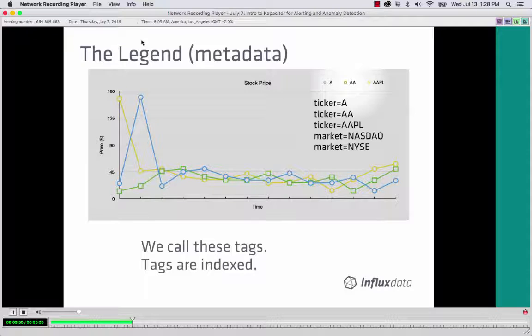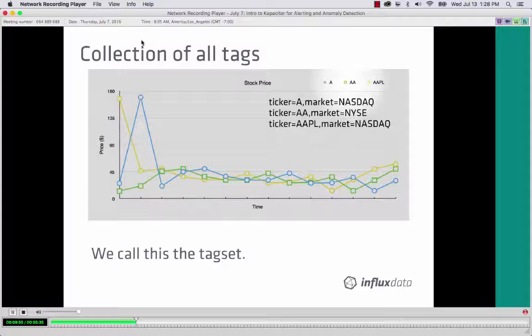The next thing off to the side is this legend metadata. So we have the blue circle and the green square. This metadata encoded into the legend, we call tags. And in InfluxDB, tags are indexed values. That being said, tag keys and values must both be strings. The collection of all of the tags for a particular thing is called the tag set. So the blue circle is ticker equals A, market equals NASDAQ, and so on for the others.